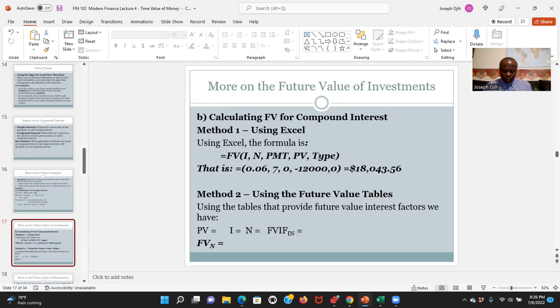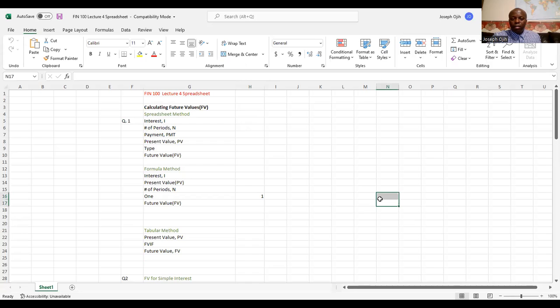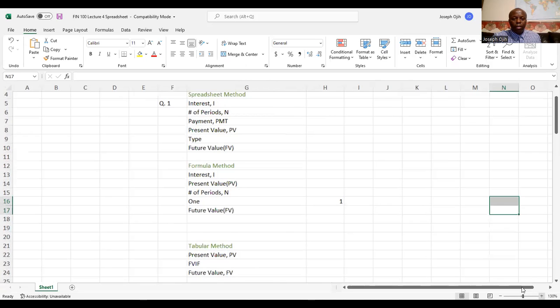Amount invested is 12,000. So in that case, you're going to use negative to show that 12,000 left your pocket for investment. So negative $12,000, and type. Type will be 0, since no payment is made at the end of the period. So let's go and put this in Excel and see the answer we'll get. So where is our Excel? Right here. I'm going to make this bigger so you can see the screen very well.